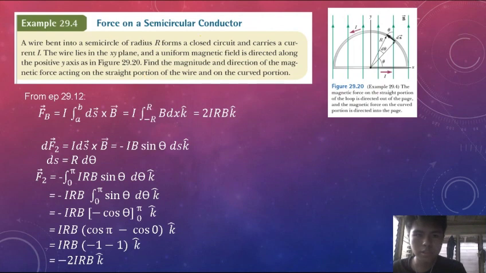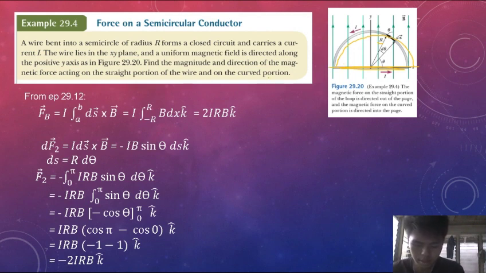So we have our fourth example, which is force on a semicircular conductor. A wire is bent into a semicircle of radius R, forms a closed circuit, and carries a current I. The wire lies on the xy plane and the uniform magnetic field is directed along the positive y-axis. Find the magnitude and direction of the magnetic force acting on the straight portion of the wire and the curved portion. So let's find the magnitude and the direction of the force acting on the straight portion and on the curved portion.